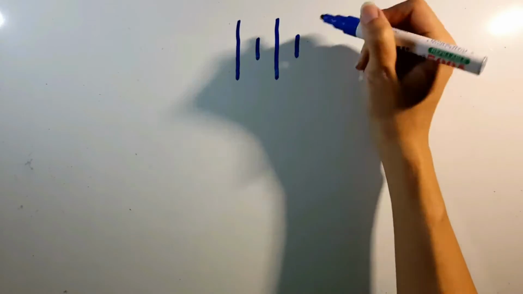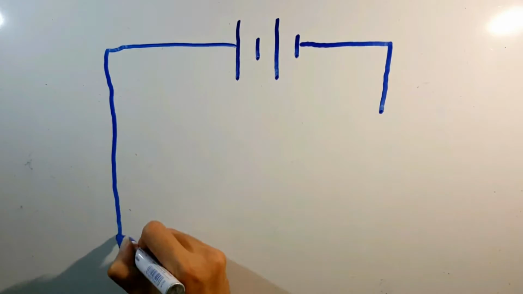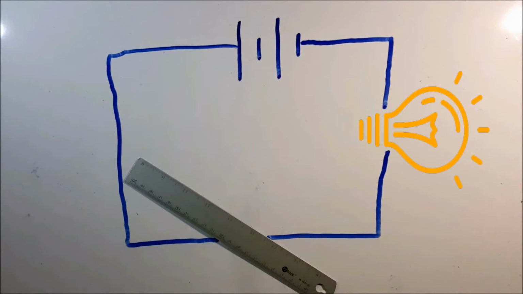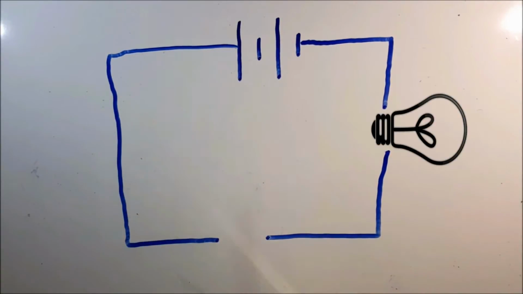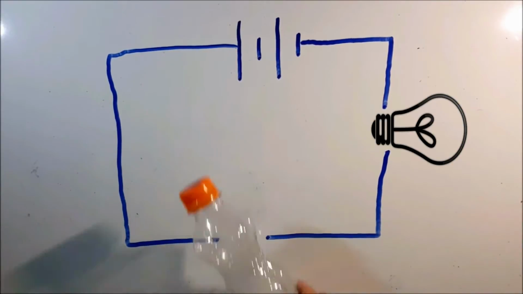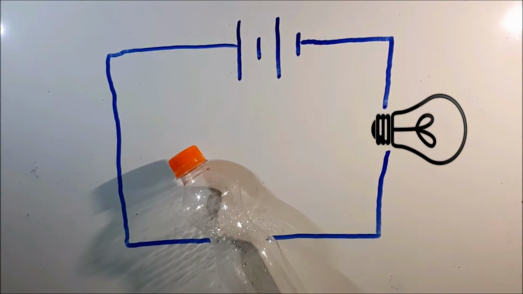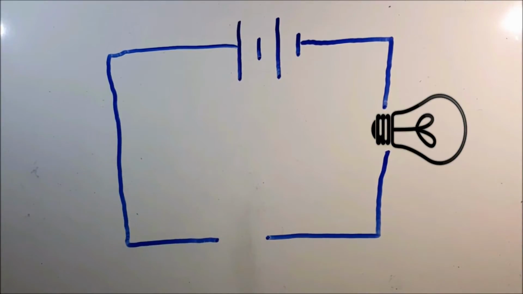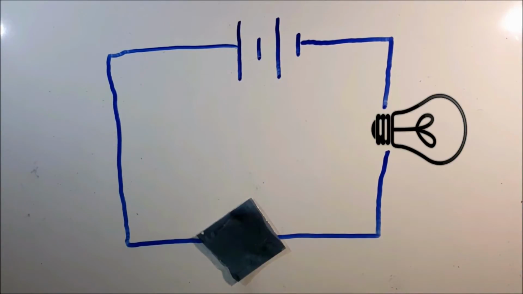First, we have a circuit with a gap between two wires. When we replace the gap with a conductor such as metal, the bulb lights up. But when we replace it with a plastic bottle, which is an insulator, the bulb stays off. What if we replace the gap with a silicon? The bulb stays off too.